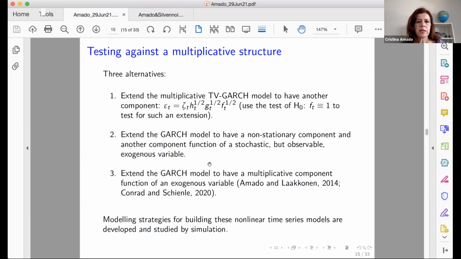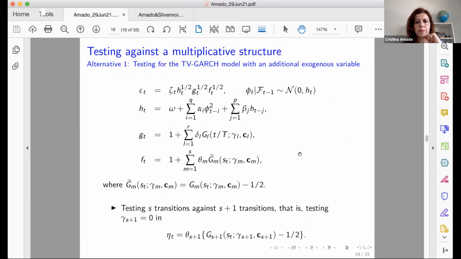Or we could start from a gauge model to have a multiplicative component function of an exogenous variable. So how do we deal with these different alternatives? It will be by simulations. And how do we do this? With the simulations, I am still working on the simulation strategies using these 3 different alternatives. So this will be studied and developed by simulation.